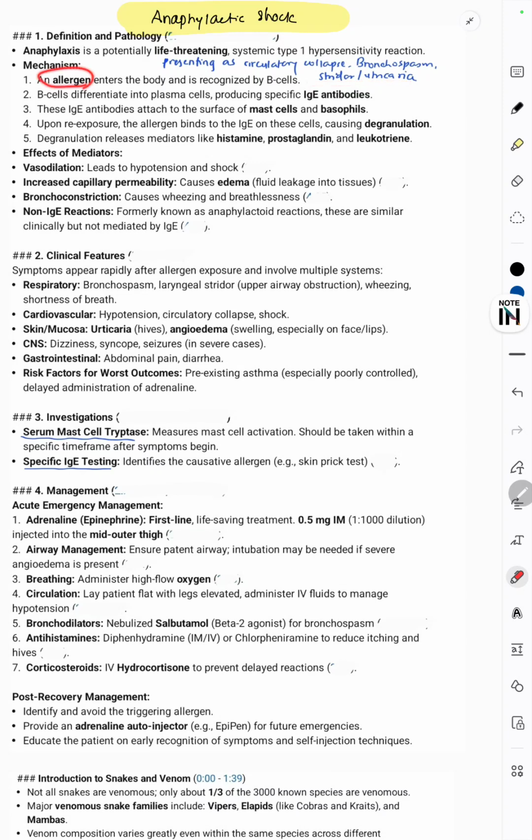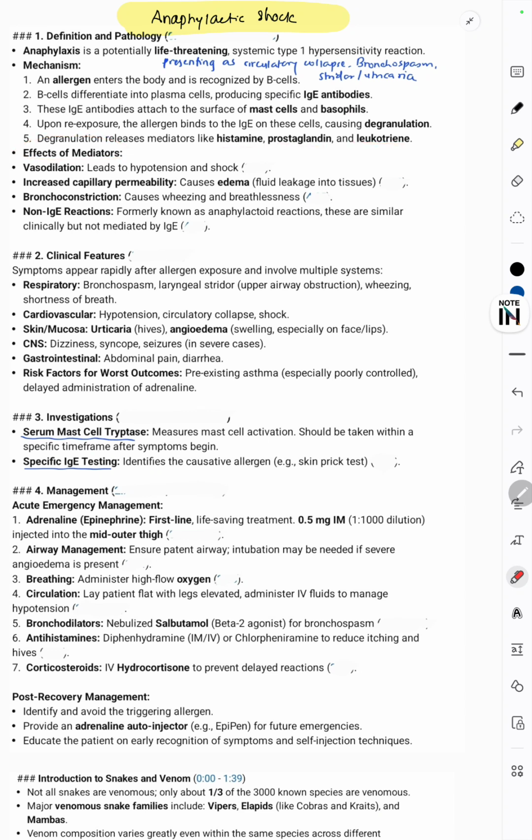The mechanism: the allergen that enters the body is recognized by the B cells. B cells convert into plasma cells, and these plasma cells give rise to immunoglobulin E. Immunoglobulin E attaches to the surface of the mast cells and the basophils, and upon re-exposure, degranulation happens. This degranulation releases mediators like histamine, prostaglandin, and leukotriene.